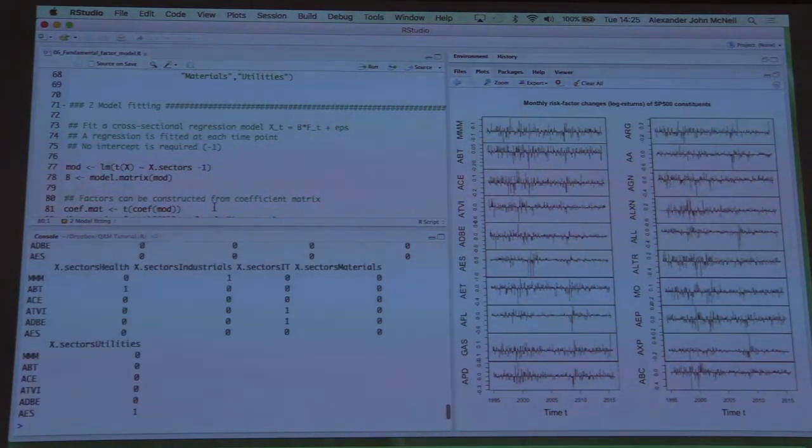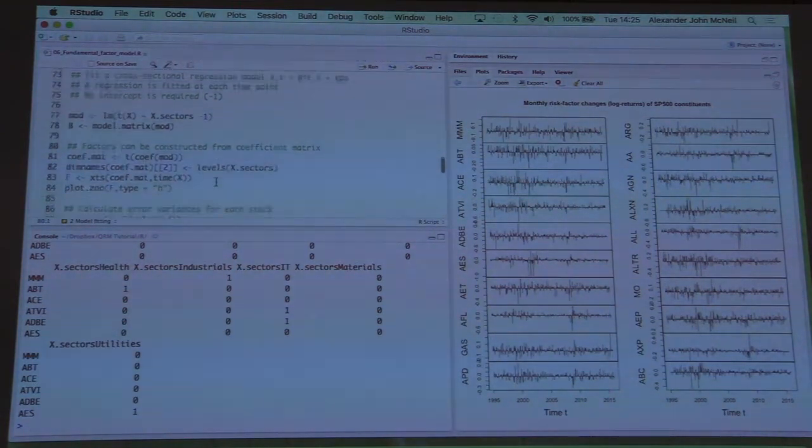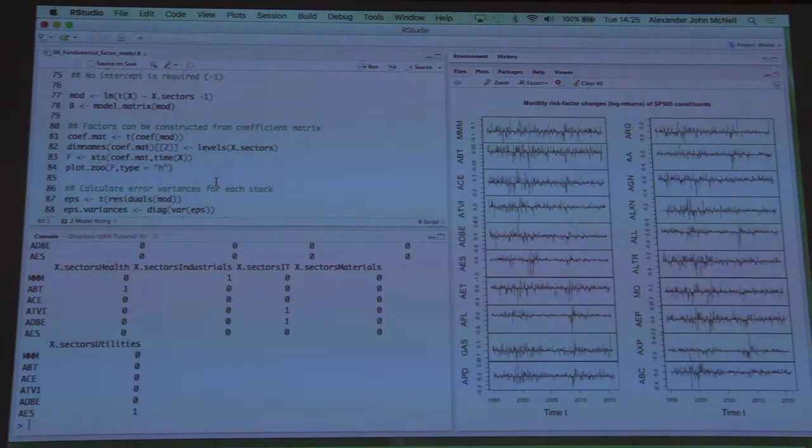A sort of classic fundamental factor model. Of course, these models are so widely used in the asset management industry. You have the Barra factor models, which are of this fundamental type, for example.